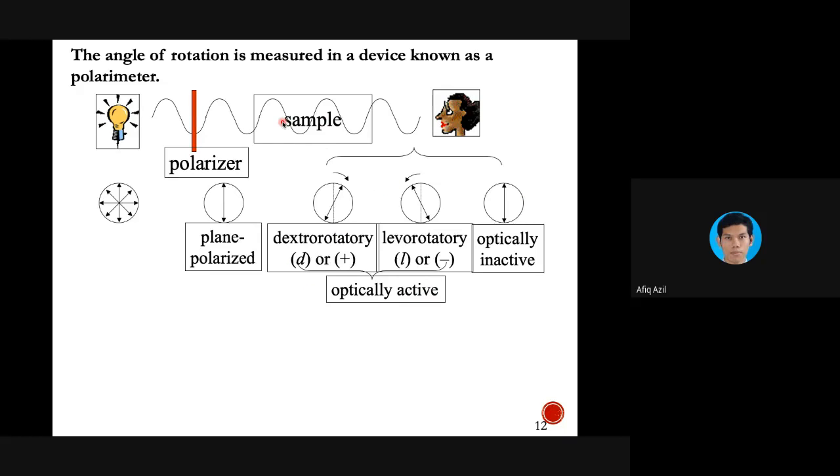But if your sample does not rotate this plane polarized light, and it still remains the same, then that would be called an optically inactive organic compound. So the compound is said to be optically inactive. So it is not considered to be a stereoisomer.